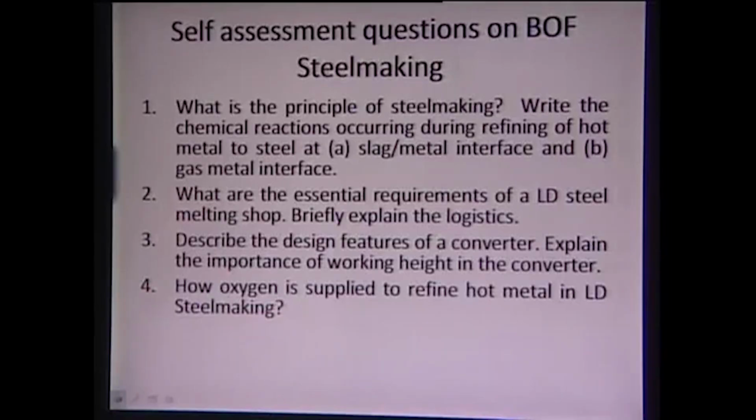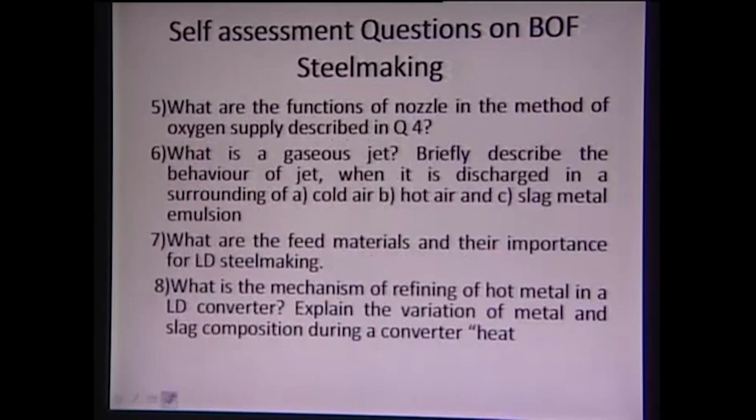So, here are some self assessment questions in BOF steel making. Question 1, what is the principle of steel making? Write the chemical reactions, as I have already said. Second, what are the essential requirements of an LD steel melting shop? Briefly explain the logistics, I explained to you already. Third, describe the design features of a converter, explain the importance of working height in the converter, well you know already. Fourth, how is oxygen supplied to refine hot metal in the LD converter? This has also been explained in the form of the free jet and momentum flow rate and so on.